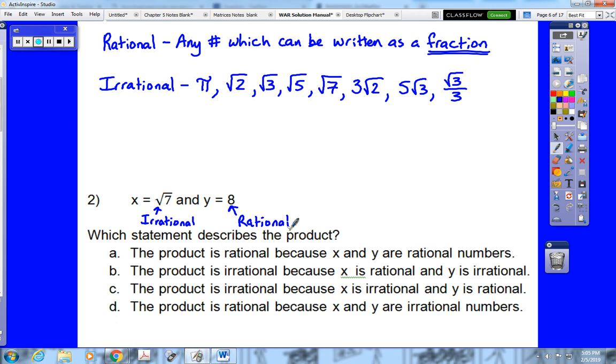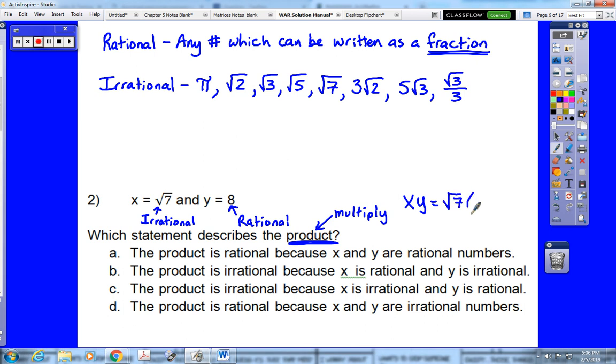So it says, which statement best describes the product? Now you're supposed to know that product means multiply. So they're asking you about x times y. Well, that would be root 7 times 8, which would be 8 root 7. Well, ladies and gentlemen, I just said up here, if you have a number times a root, that's an irrational number. In fact, you can put it this way.